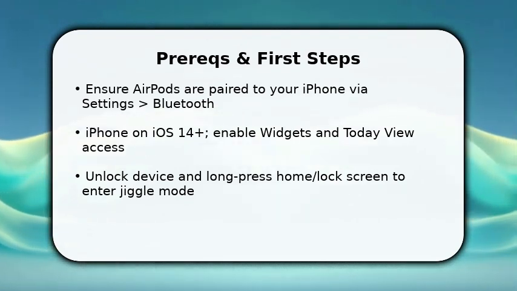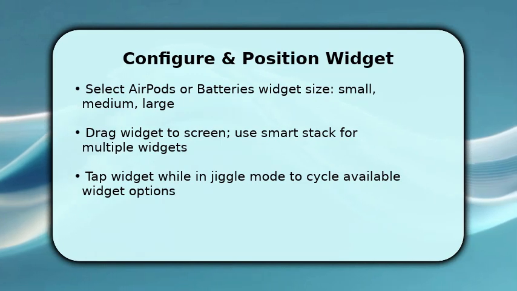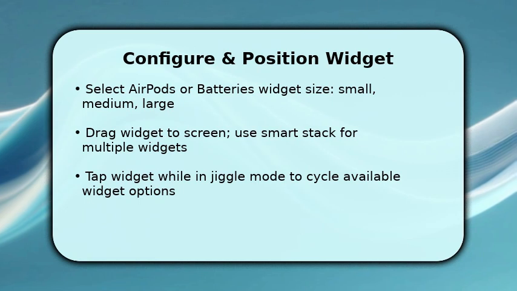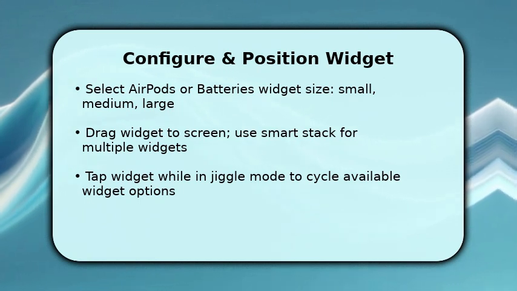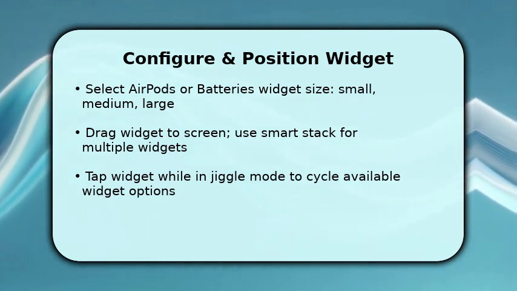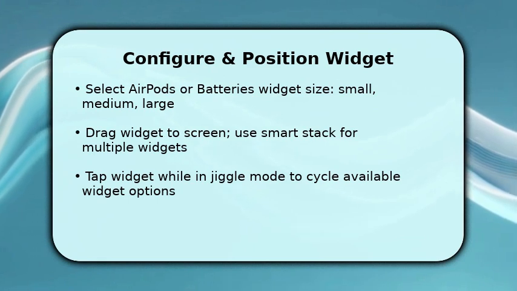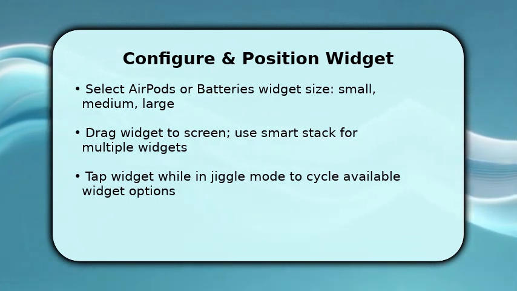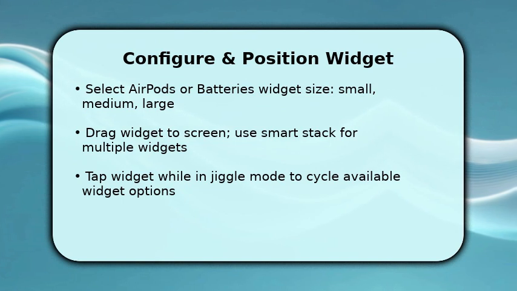Once you've added the widget placeholder, you'll configure size and placement. Select small, medium, or large depending on how much battery detail you want. The small shows left/right battery, larger sizes include case percentage. Drag the widget to a convenient spot or drop it into a smart stack to rotate with other widgets.